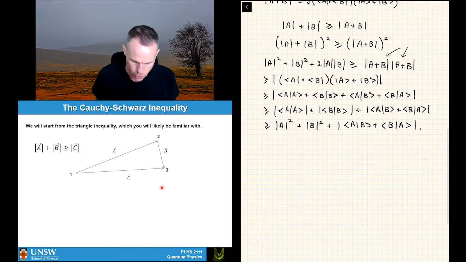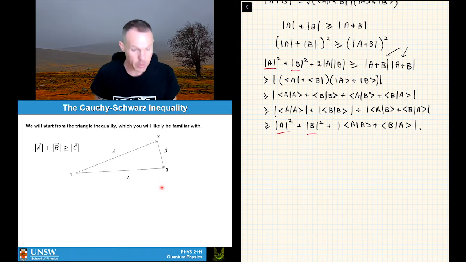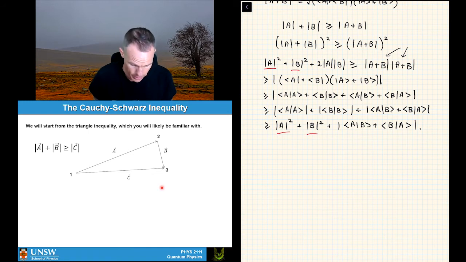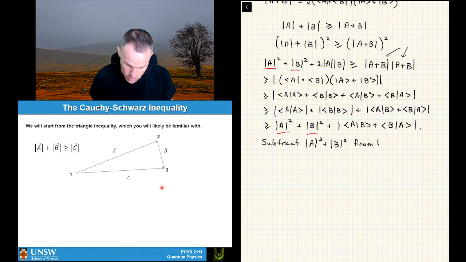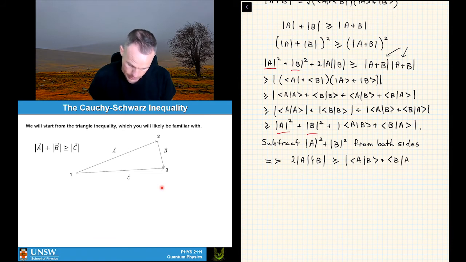Again, we can take this same trick that we did before, which is that we've got an A squared and a B squared and an A squared and a B squared on the two sides, right? So you remember we subtract that off. Length of A squared plus length of B squared from both sides. And so that will get us what's remaining, which is 2AB is greater than or equal to A, B plus inner product of B and A, like so.